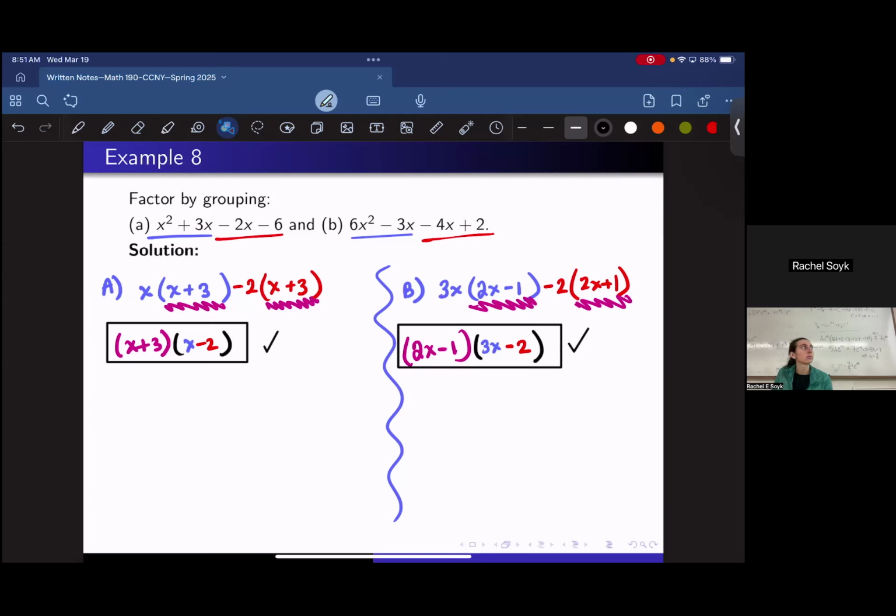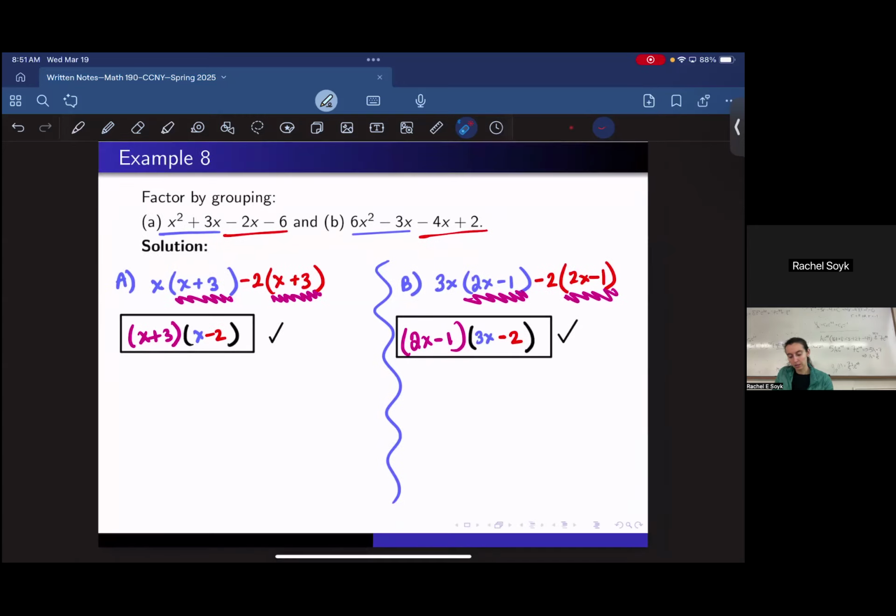Questions at all? Yeah. Did I make a mistake? Negative 4x, this should be a minus, right? Because negative 2 times negative 1 gives you a plus 2. So I just made a little error there. But this is all correct.